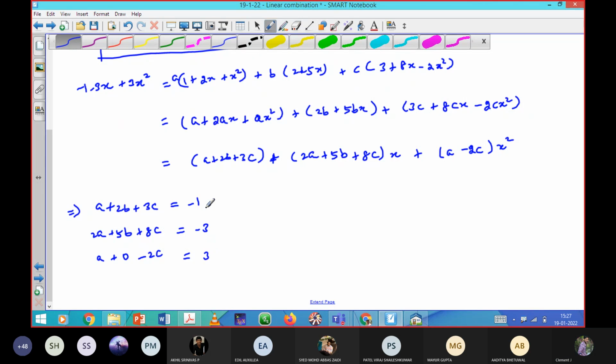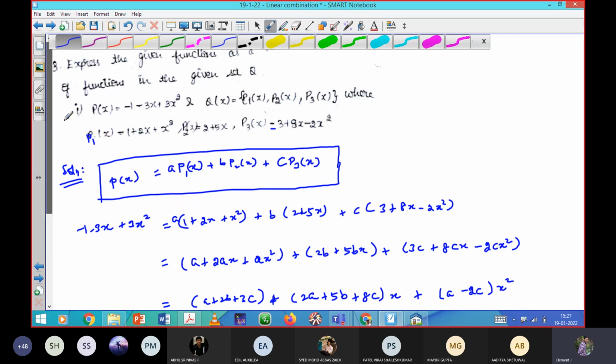Okay, so by equating both the sides, coefficient of 1, coefficient of x, coefficient of x square, definitely I'll be getting one system of linear equations. So by solving these three equations, you can finally get the answer a, b, c. That is a very easy part, just the equation cancellation method. So after finding a, b, c, you should substitute back into the format.